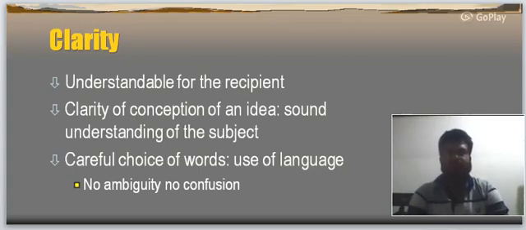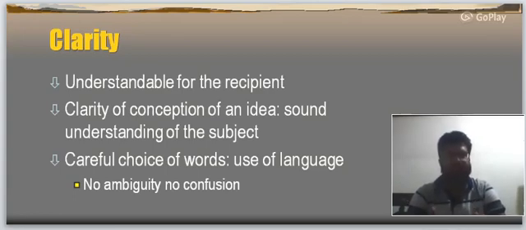Similarly, during the discussion, you must be conscious of the language that you are using, because sometimes it so happens that the idea that you have in mind is not reflected in your language. So this wrong choice of words can lead to misunderstanding in the mind of your audience. So what you need to do is choose your words wisely and carefully. If there is no ambiguity in your language, there will be no confusion in the mind of your audience.